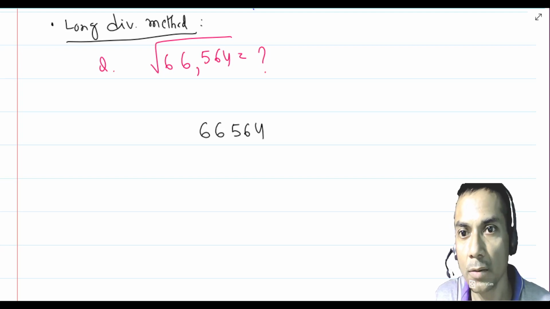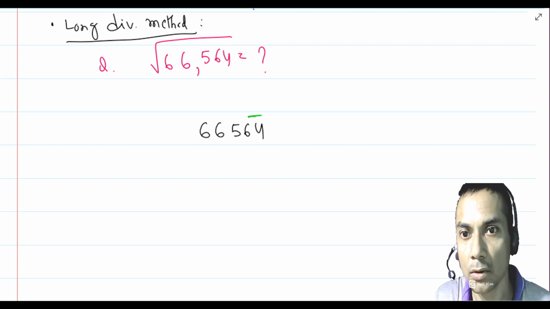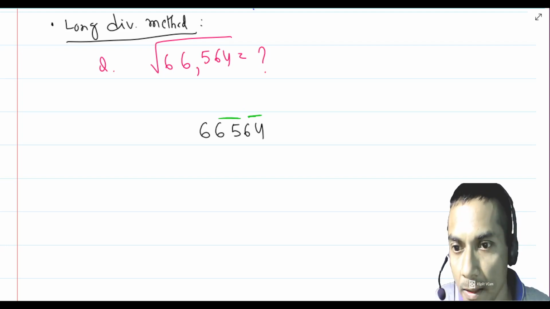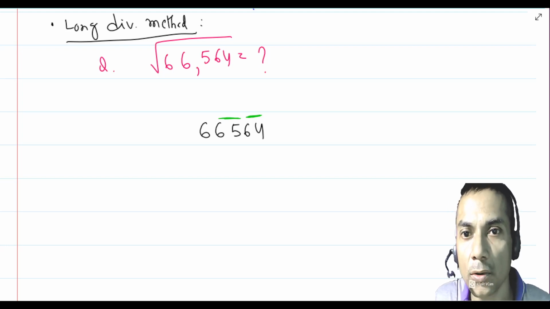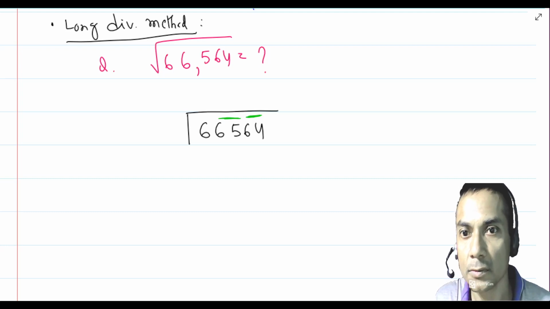66564. What do you have to do? You have to group this number from the right side. The direction will be like this. Remember this direction. Group in twos: 64, 65, and 6 remains. Clear? These two. Okay. Then what do you have to do? You have to do the calculation. Clear?